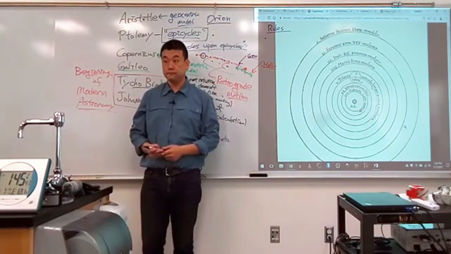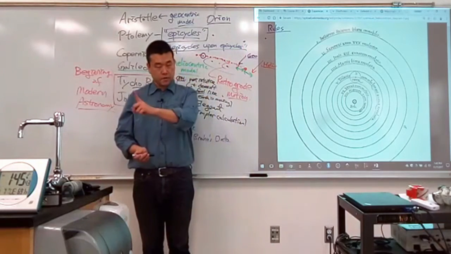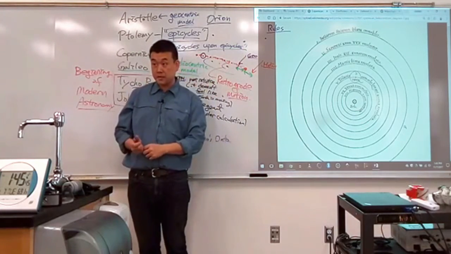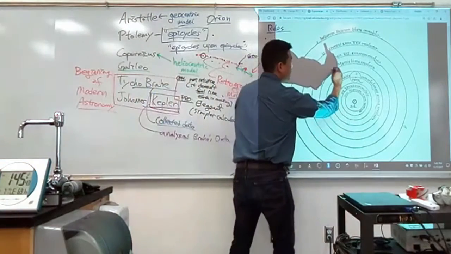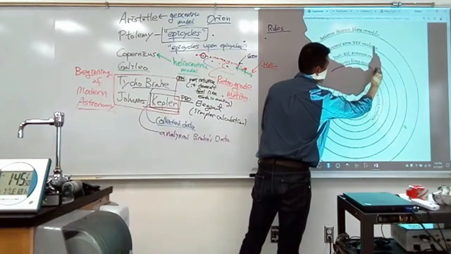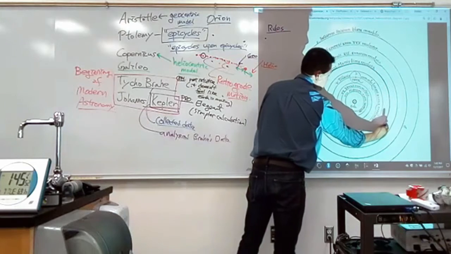Planets have a circular motion. Planets move, okay, have a circular motion. Let's make it a little more precise. Planets, for example, Mars, moves in a circle. Specify the circle for me.